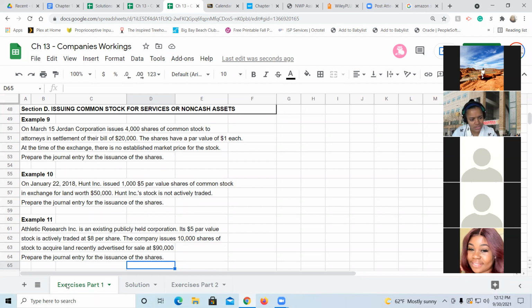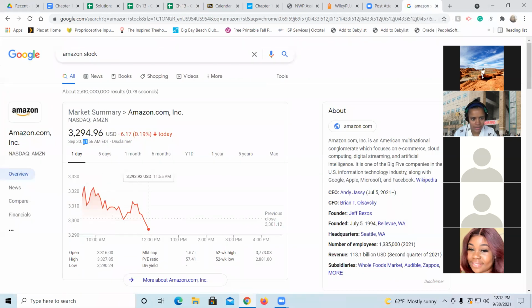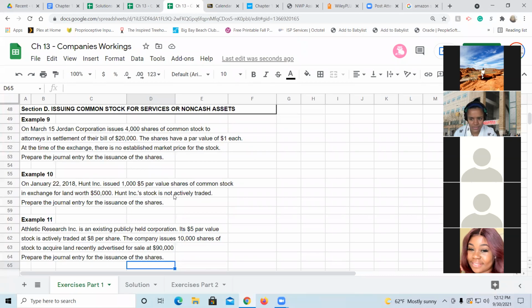So Athletic Research Inc. is an existing publicly held corporation. So already you have a hint here. If it's a publicly held corporation, it means it's like your Amazon or your Google, that there's actually going to be a market price for the stock, right? It's $5 par value. So there's the par value for your common stock journal entry. The $5 par value stock is actively traded at $8 per share. That means that there's a market price for the shares.